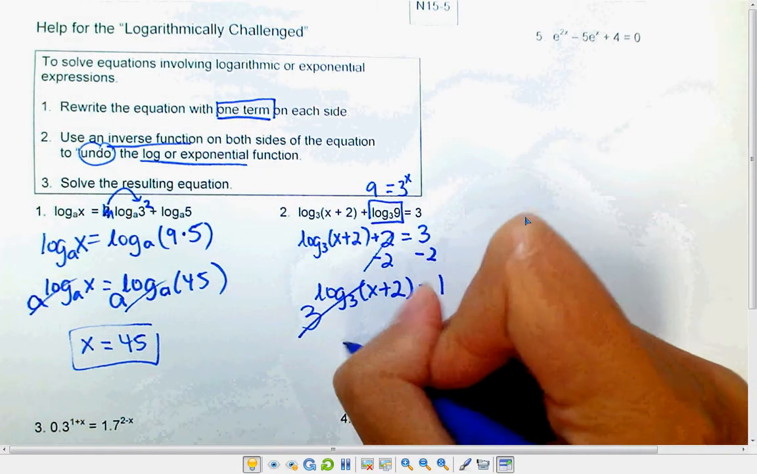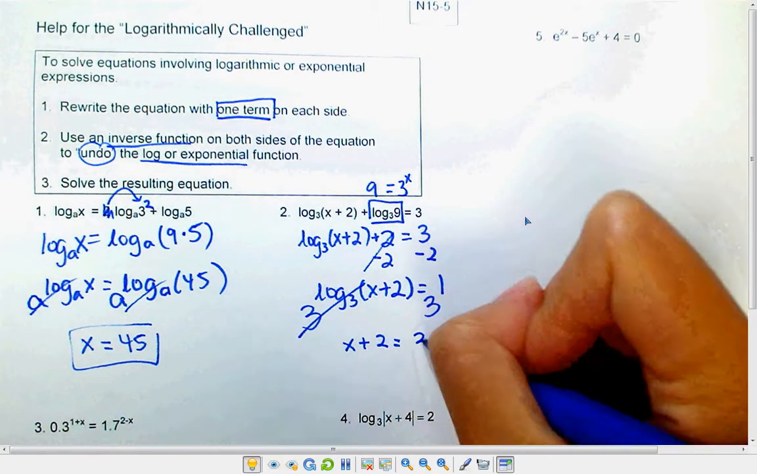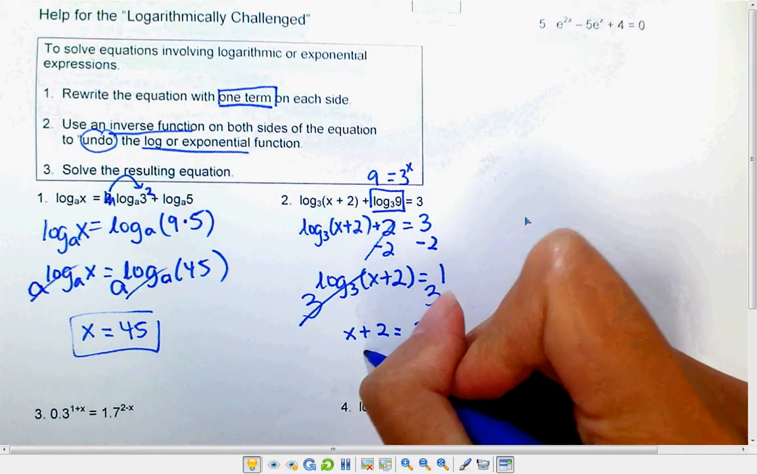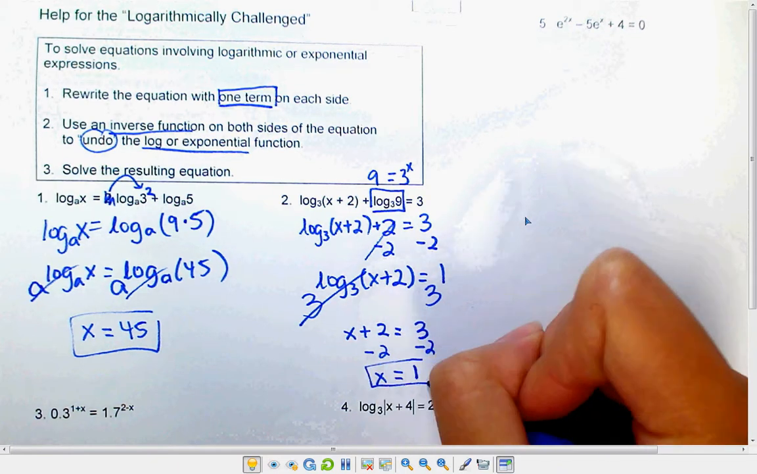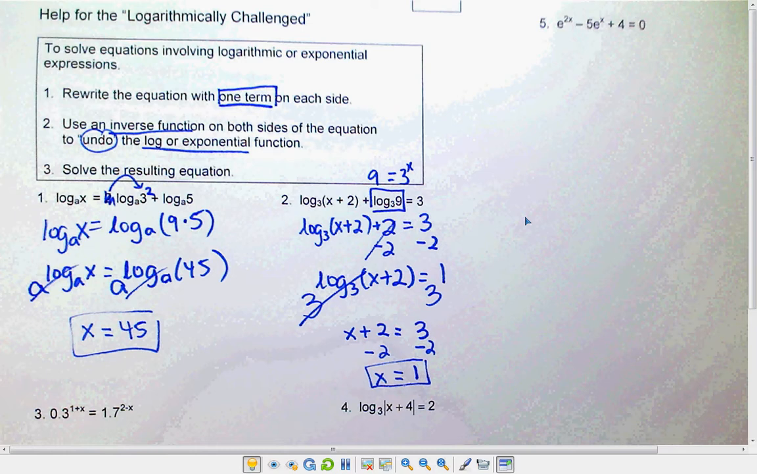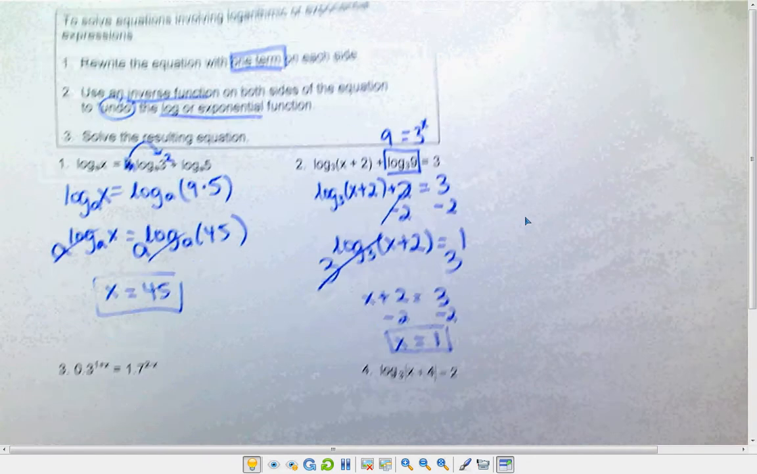These cancel out, leaves me with x plus 2. Over here, what's 3 to the power of 1? It's 3. And now I'm just solving, again, for x. So this leaves me with x is equal to 1. Okay. Let's go on to number 3. So again, this is another review problem that we've done before.